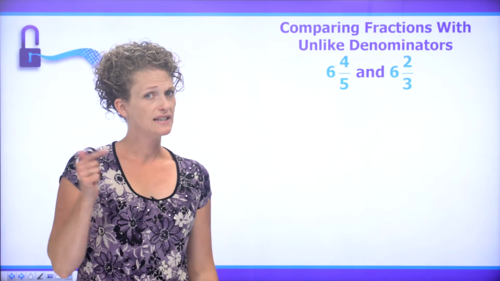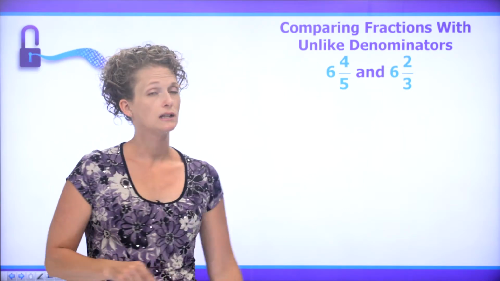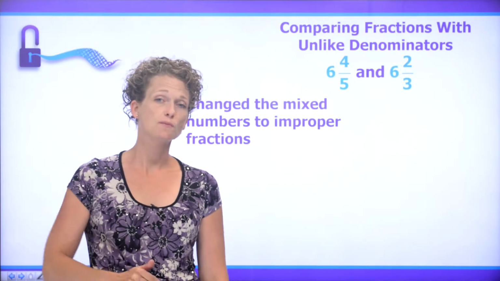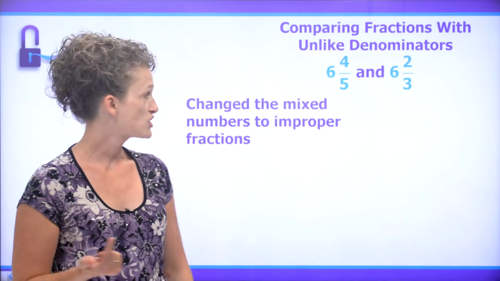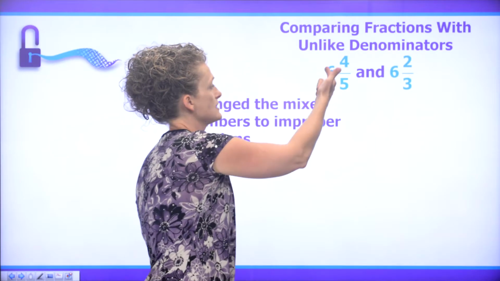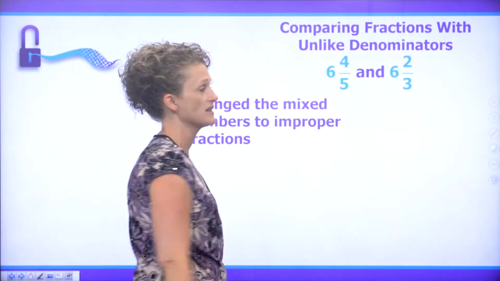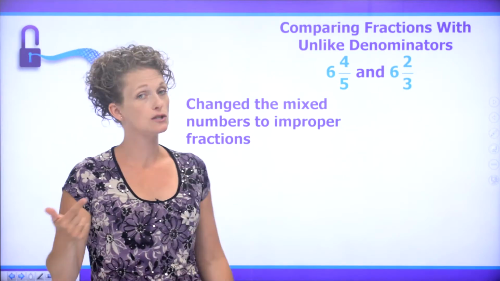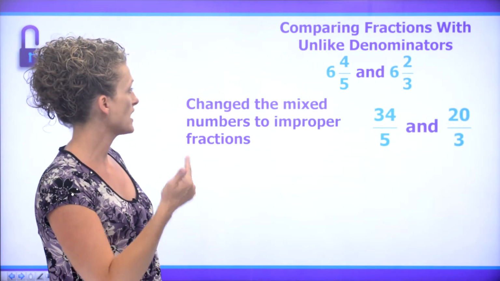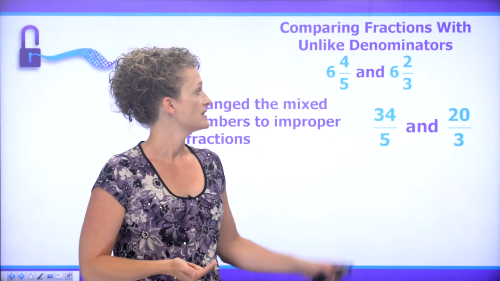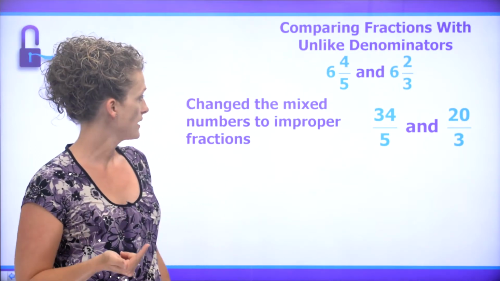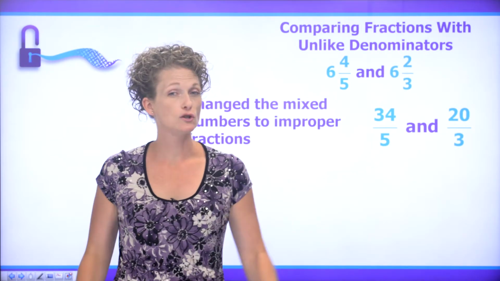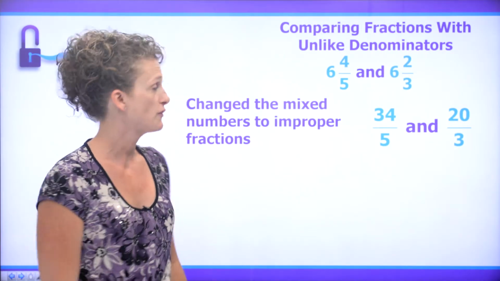All right, so let's compare some fractions with unlike denominators. Now here we have 2 mixed numbers. First thing you want to do is change your mixed numbers into improper fractions. And remember how we do that. We take the whole number, multiply it by the denominator, and then add the numerator. So 6 times 5 is 30, plus 4, and we get 34/5. Then 6 times 3 is 18, plus 2 gives us 20. So 34/5 and 20/3, we want to compare those fractions.